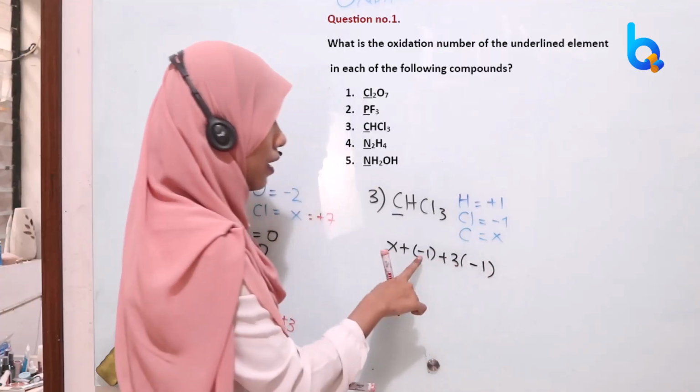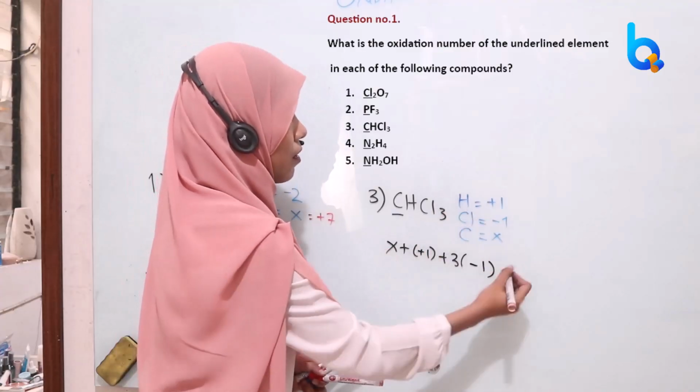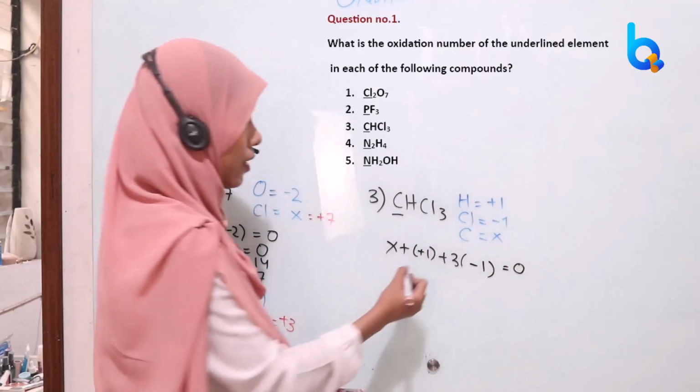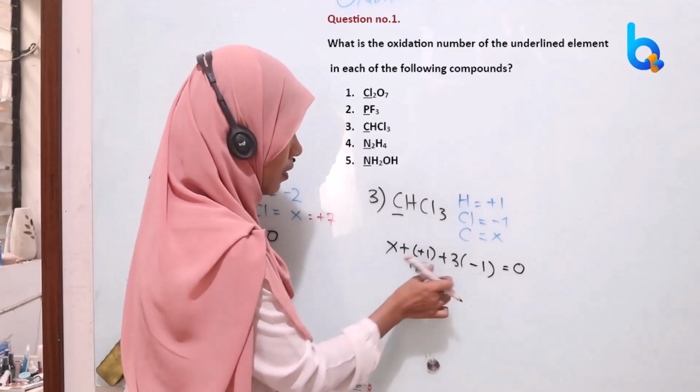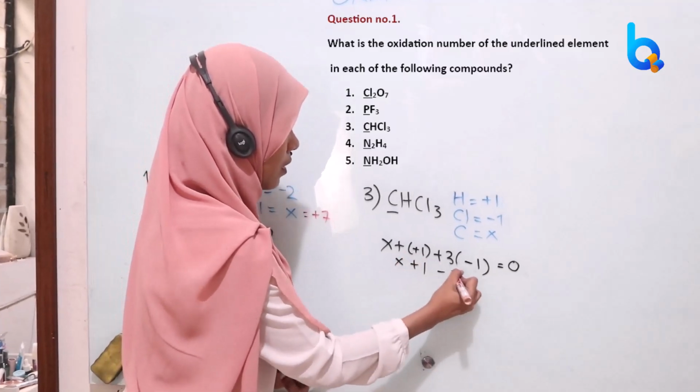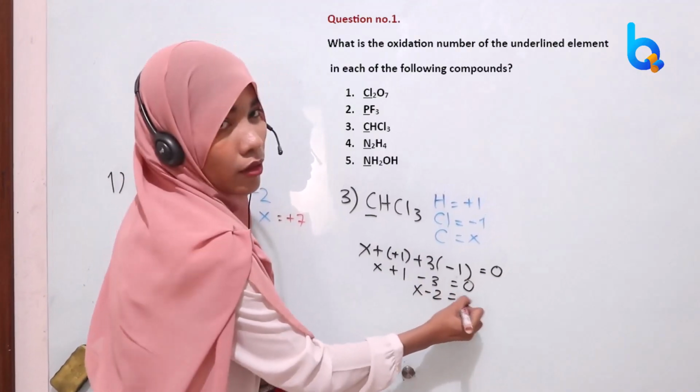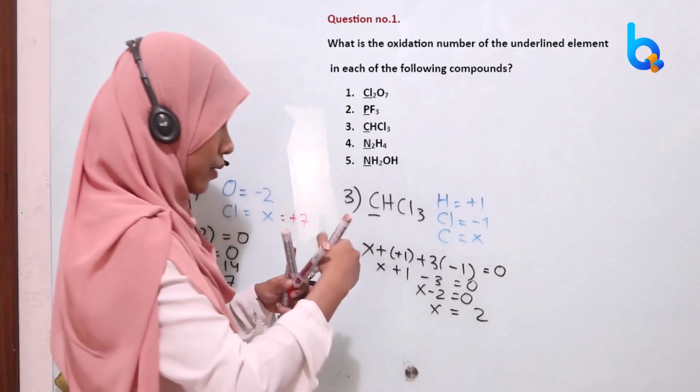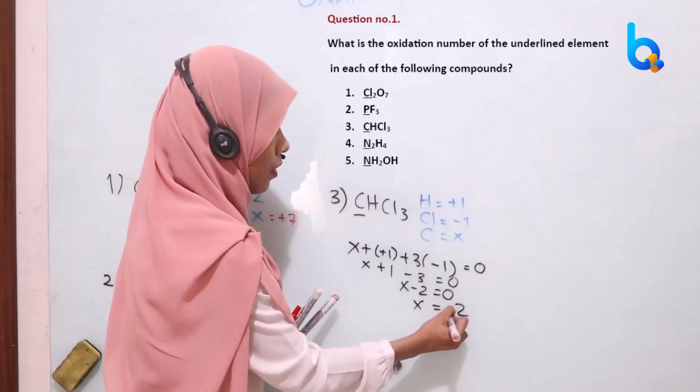Sorry, the hydrogen must be +1. Because this is a neutral compound, it will be equal to 0. So let us simplify the mathematical expression here. X plus 1 minus 3 equals to 0. X minus 2 equals to 0. So X equals to 2. Again, because this is a positive number, we have to put a positive sign.